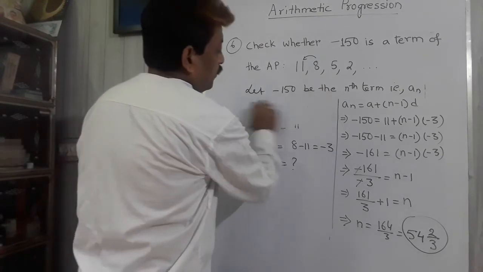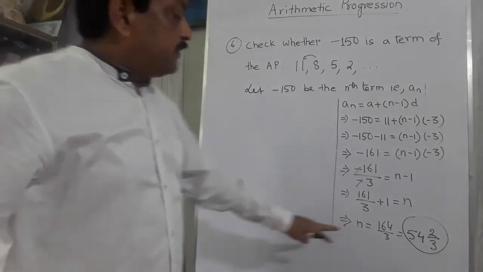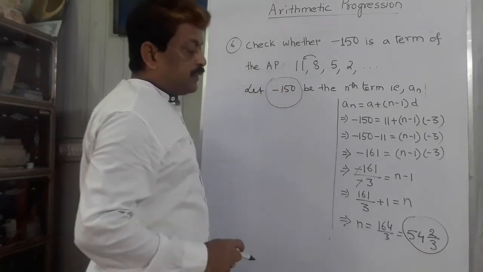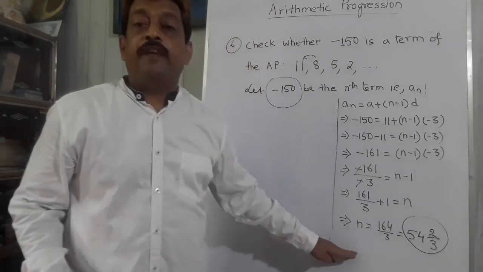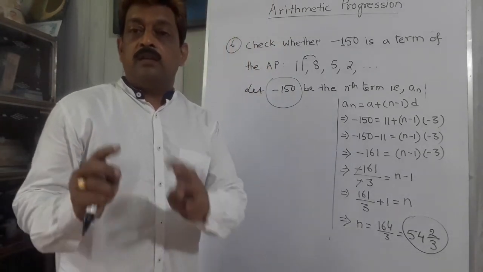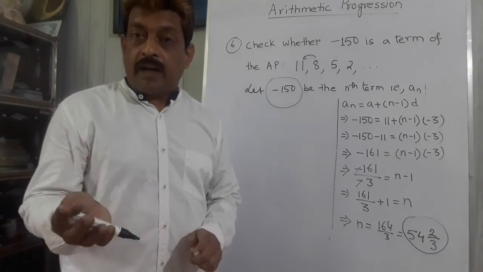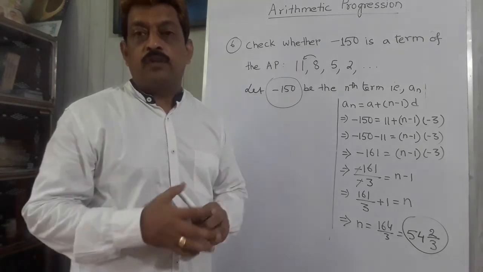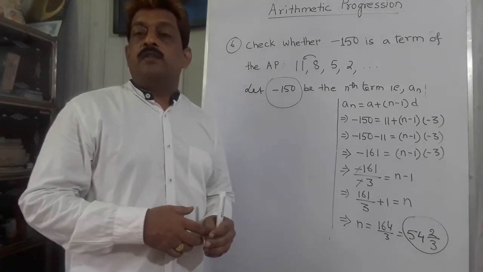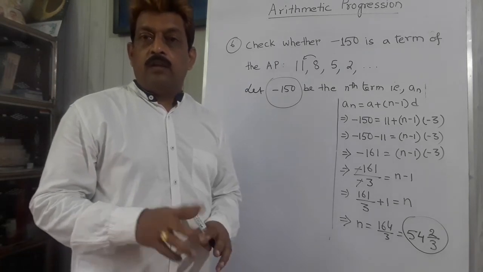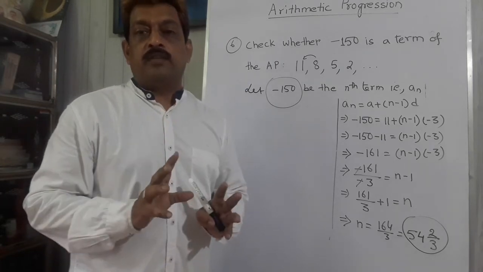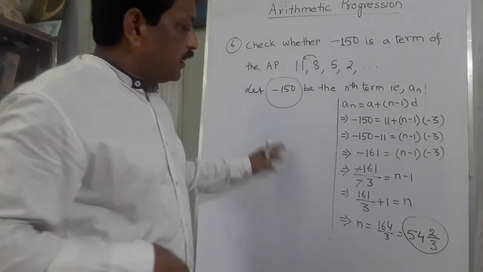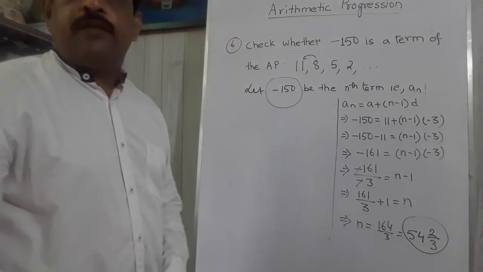Now what is n? n is the number of terms. We have assumed that minus 150 is the nth term, and we are getting a fraction in place of n. That is, the number of terms is becoming a fraction, which is not possible. We cannot say that there are 2.5 terms of the AP, or that there are 75 and 1/3 terms in the AP. Number of terms will be a natural number or a whole number. So here we are getting the number of terms as a fraction, therefore it is not possible.